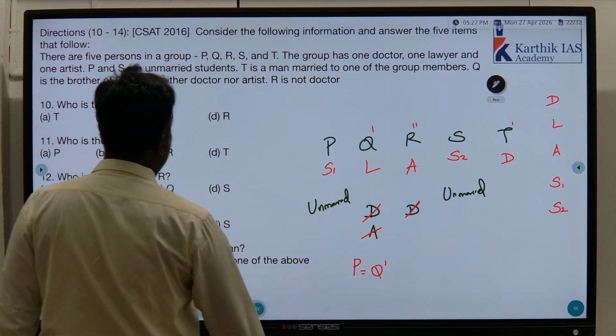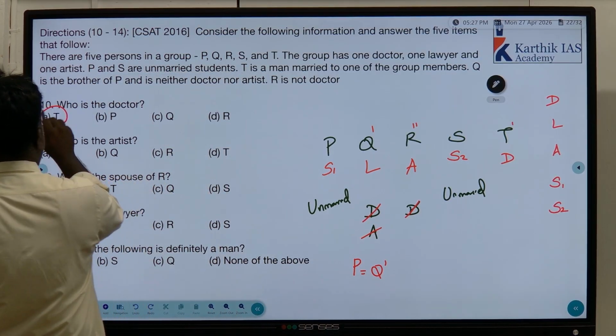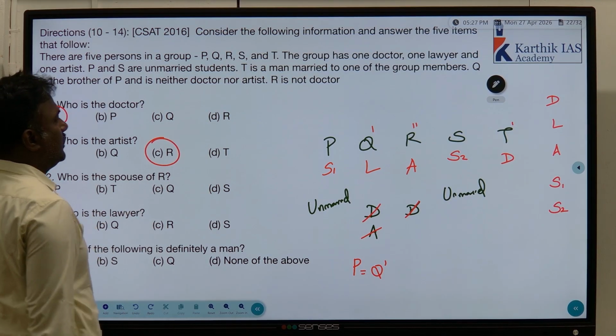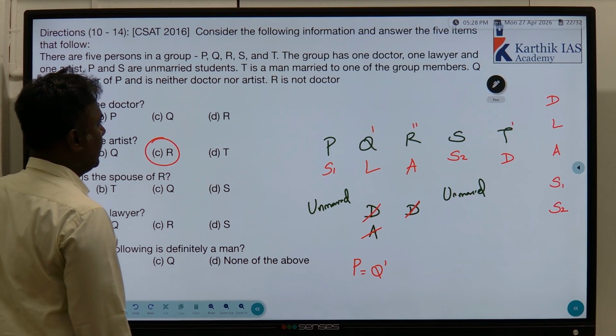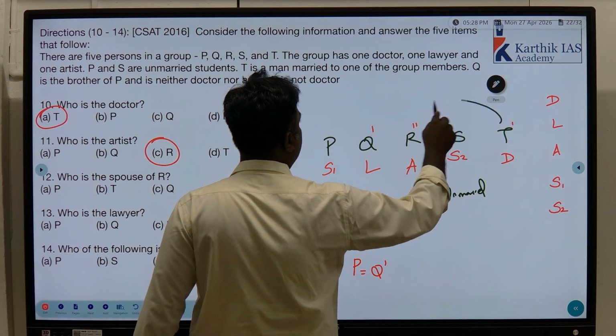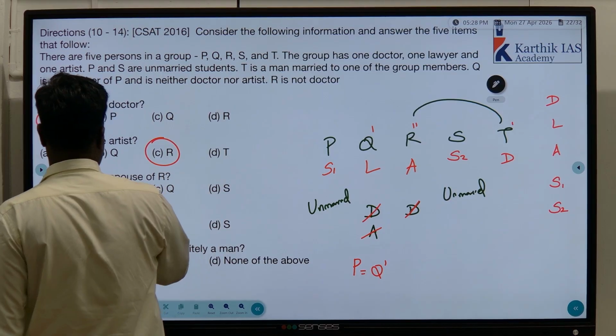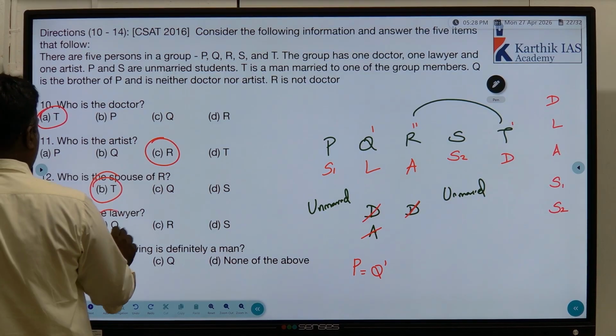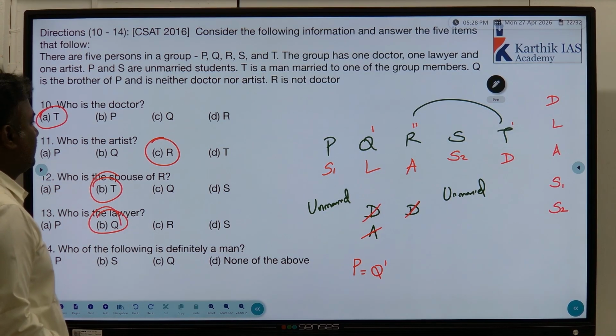Okay. Who is the doctor? T is the doctor. Who is the artist? R is the artist. Who is the spouse of R? There is only one possibility: T and R get married. So T. Who is the lawyer? Q.